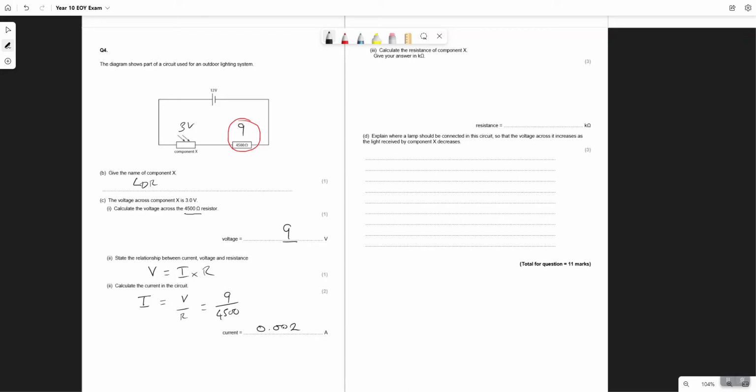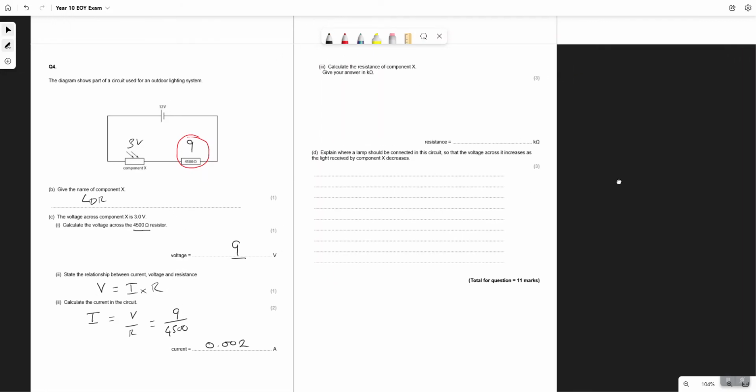If you use 12, then you get 0.0027, or some people round it to 0.003, which you get 1 mark. But you want to be using 9, not 12. Calculate the resistance of component X. Give your answer in kiloohms.